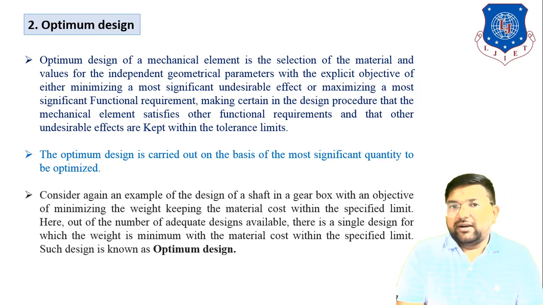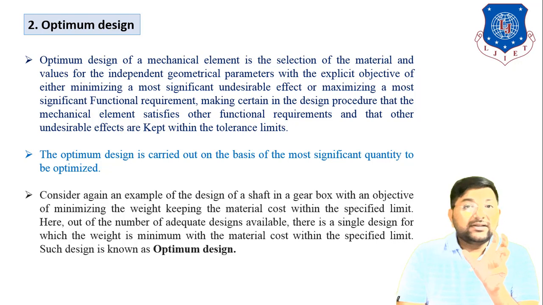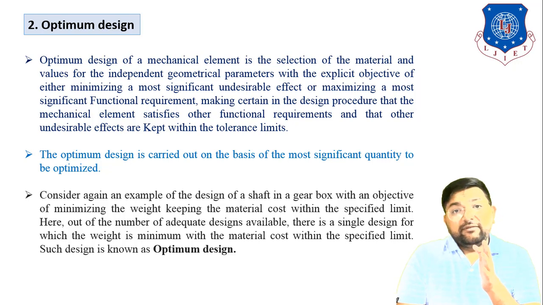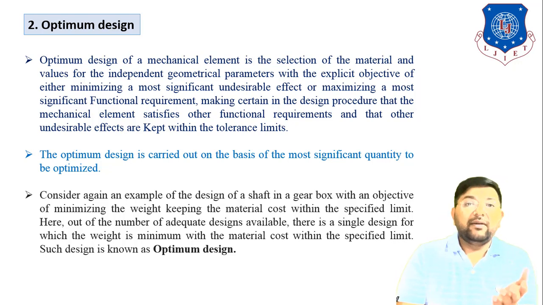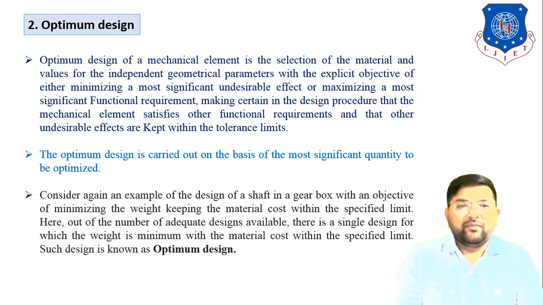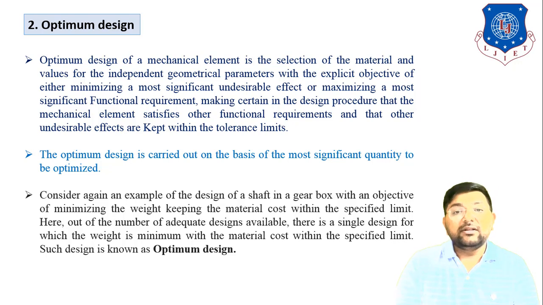In geometrical parameters, once we discuss a spur gear, we consider parameters like the value of module, the value of face width, the value of addendum and dedendum. Based on that, we have to identify which parameter is utilized at maximum and which parameter is utilized at minimum value. The most significant parameter is taken as a minimum, making certain in the design procedure that the mechanical element satisfies other functional requirements and the other undesirable effects are kept within the tolerance limit.